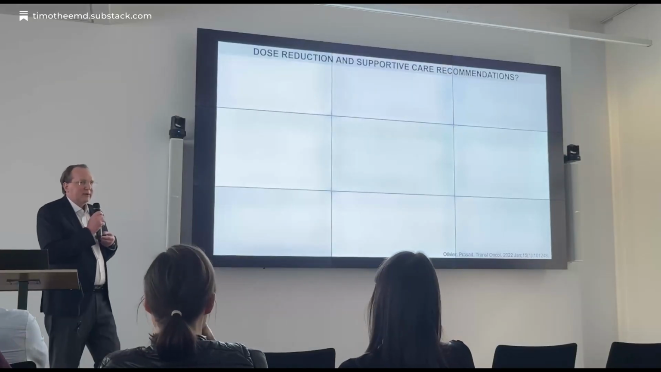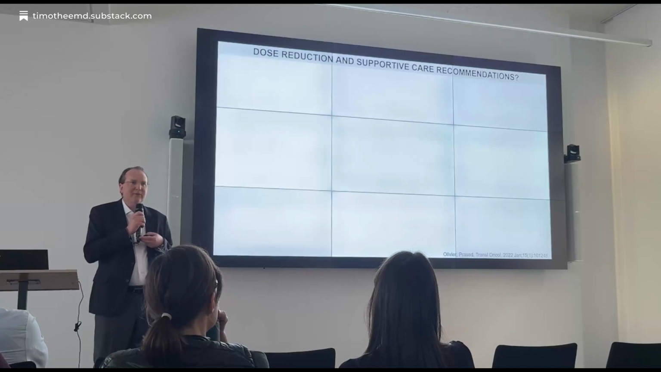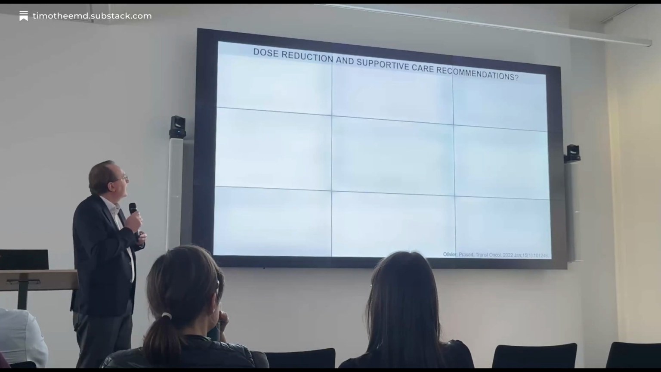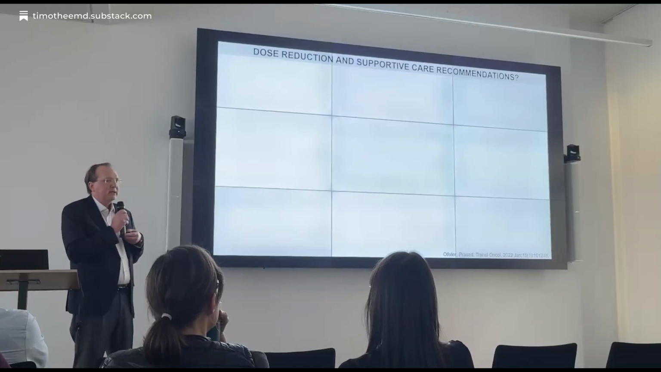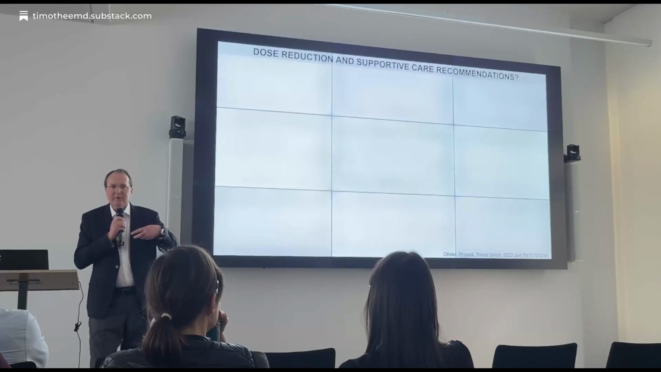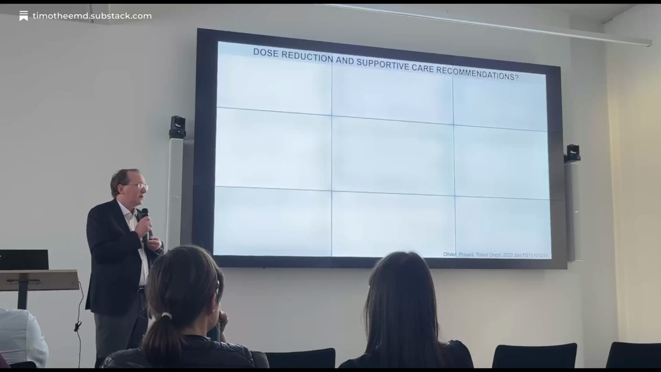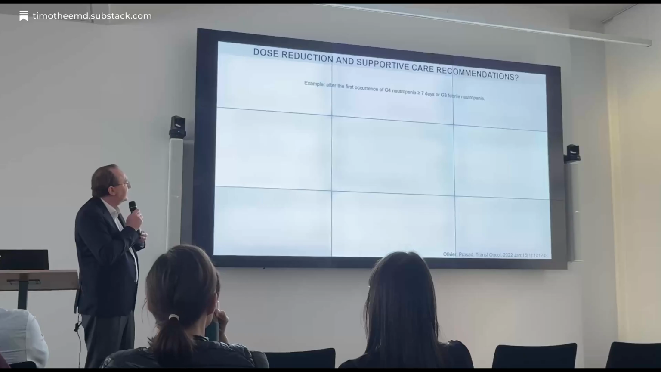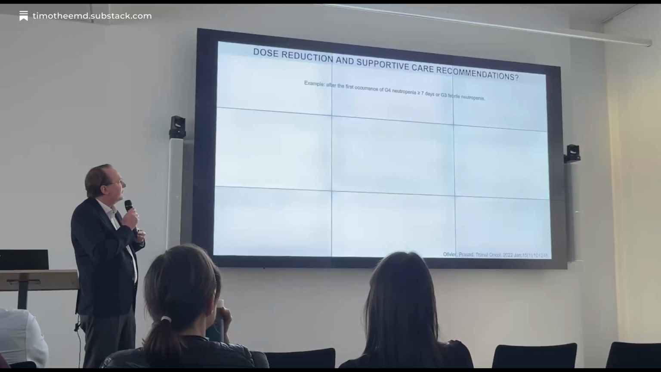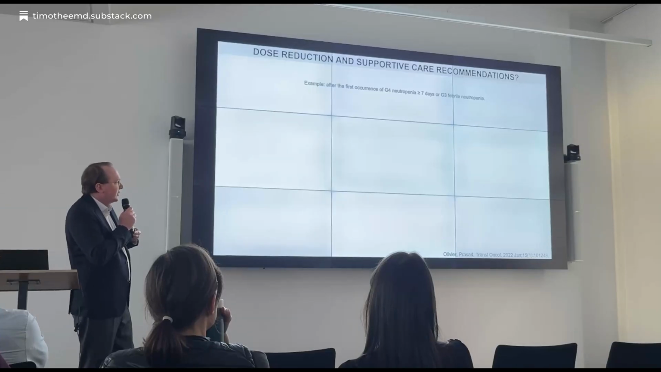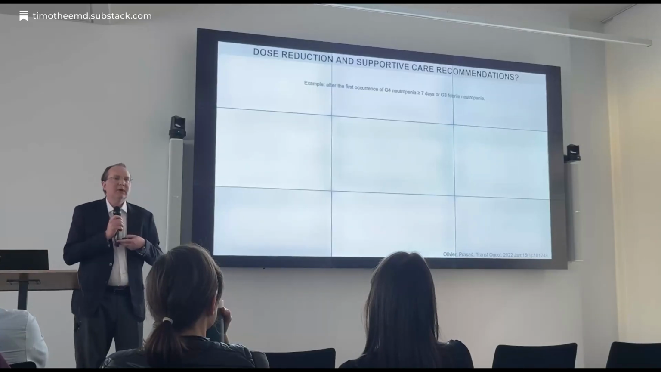Now let's look even further in detail. So now you will have to look into the supplementary appendix and into the protocol. Dose reduction and supportive care recommendation. As you know, when a patient has toxicity, you will consider reduction of dose for the next cycle or sometimes supportive care recommendation. Here we take the example of first occurrence of grade 4 neutropenia lasting for at least 7 days or grade 3 febrile neutropenia.